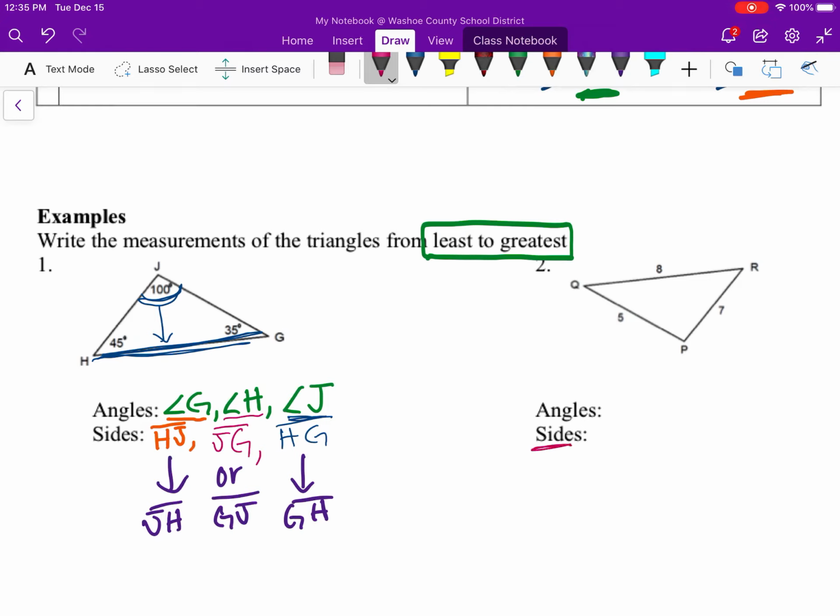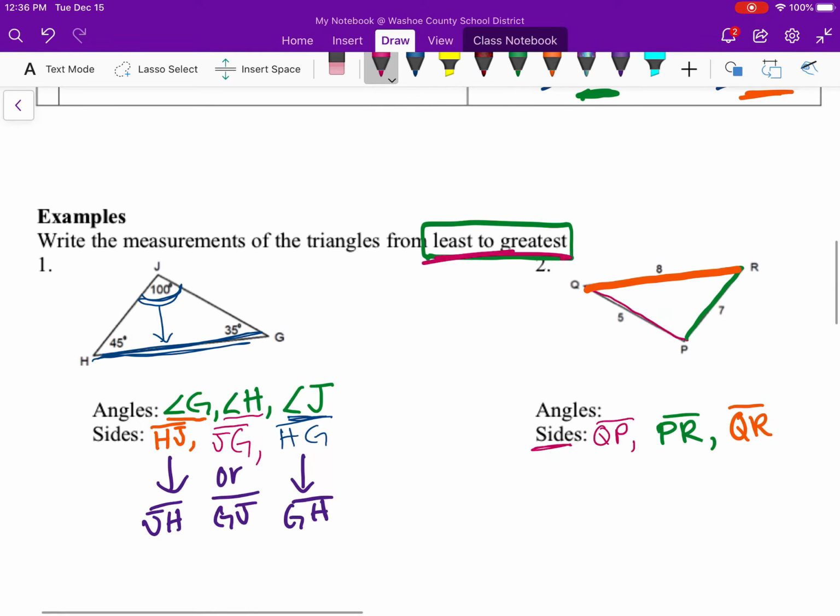This time it's actually easier to arrange the sides because the sides are already labeled. So again, we're going from least to greatest. The smallest side is here. I'm going to call that QP. Going on to the next biggest, it's this one, 7, so that's PR. And lastly, we have this one, which is 8, so that's QR, okay?